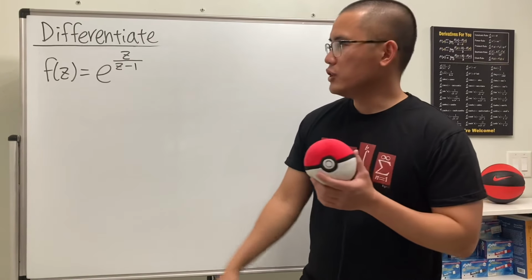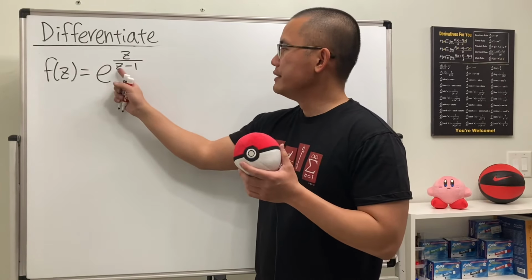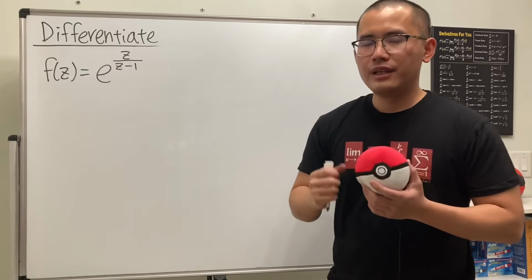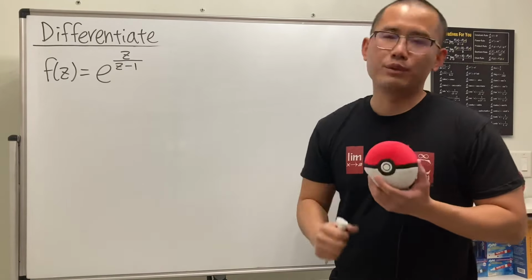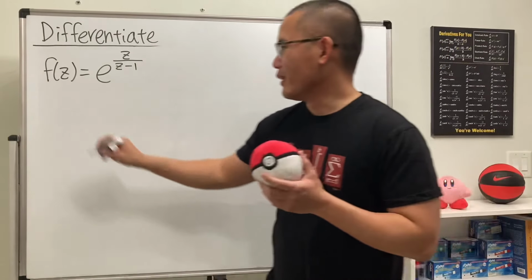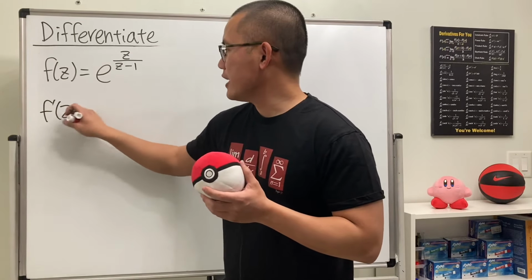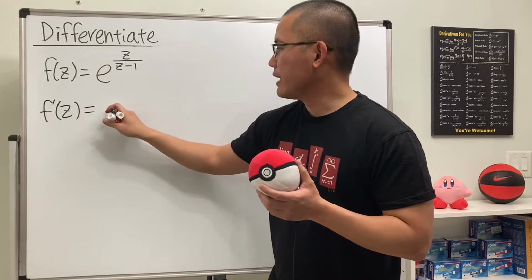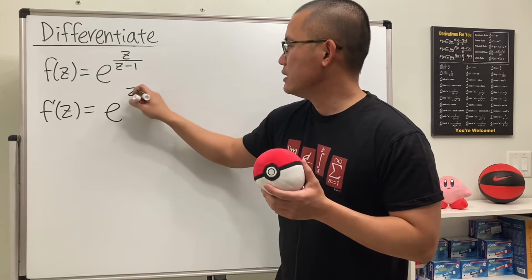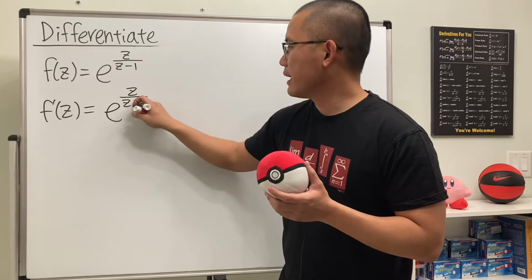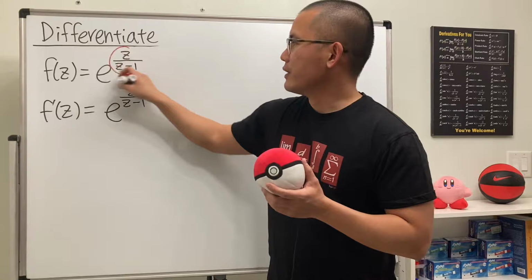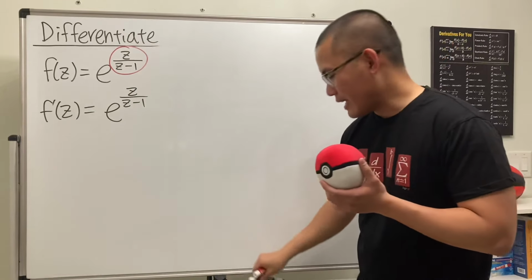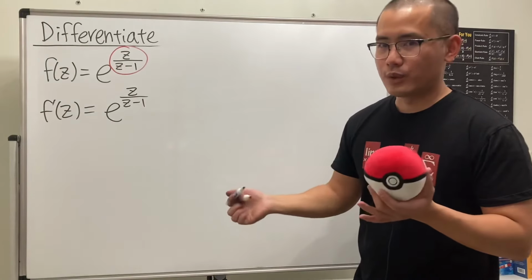Okay, we are going to differentiate e to the z over z minus 1 power. Notice that this part right here is the inner function, and we will have to use the quotient rule for that. But firstly, when we differentiate e to the something, that part repeats first. So let's just go ahead and write down e to this, which is z over z minus 1. Now, for this, we have to use the chain rule, right? We will have to multiply by the derivative of that, and that requires the quotient rule.